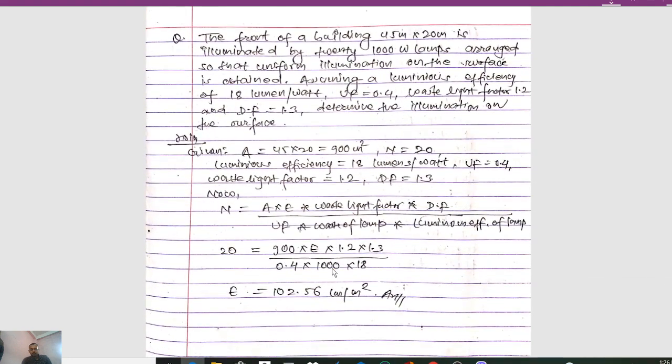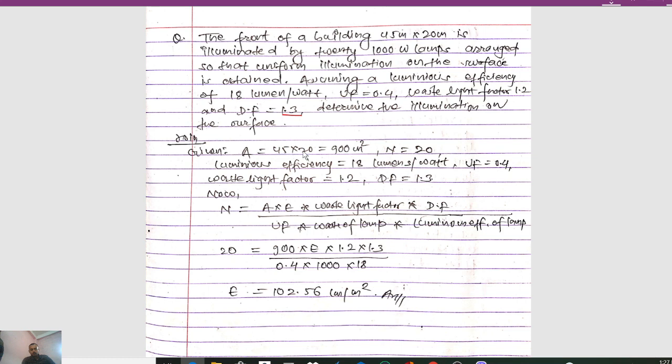And similarly we have the next one: the front of a building 45 meters by 20 meters is illuminated by 20,000 watt lamps arranged so that uniform illumination on the surface is obtained, assuming a luminous efficiency of 18 lumen per watt, and utilization factor UF is given as 0.4, waste light factor 1.2, and depreciation factor given as 1.3. So determine the illumination on the surface.